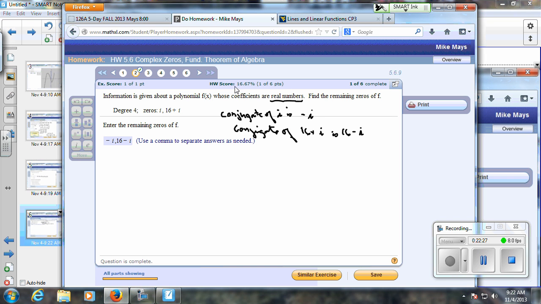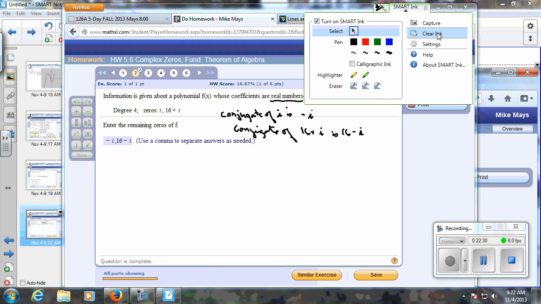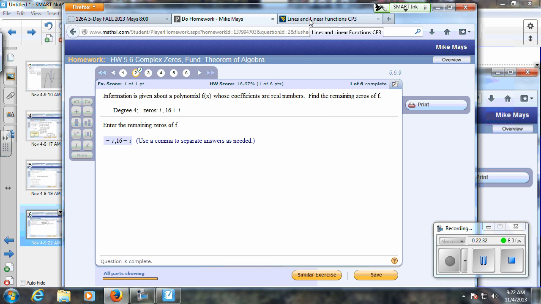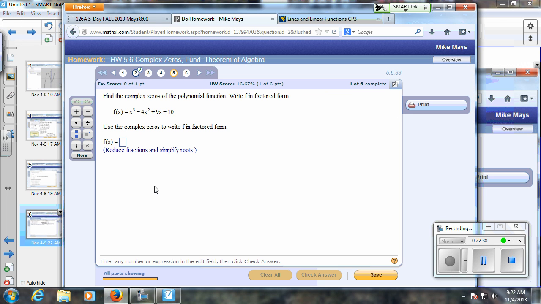And let's look at another one in this set. Let me get rid of my ink. Find the complex zeros of the polynomial function and write it in factored form. So I'm going to try to factor that. It's a cubic, so I need to get it down to a quadratic, so that reduces it to a problem from the last section, talking about finding possible rational roots.